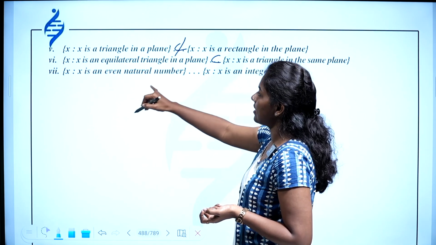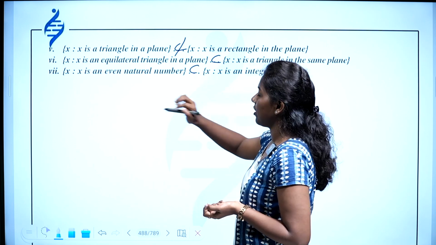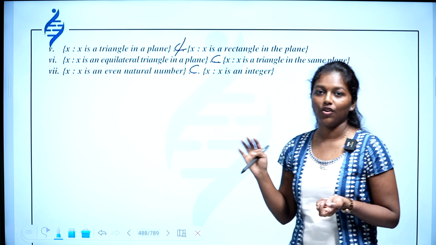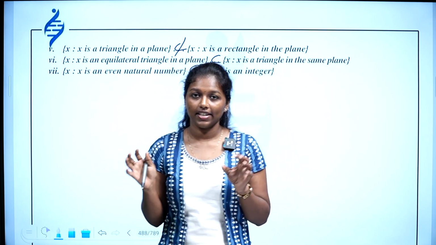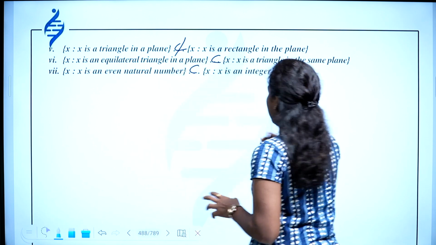Then X such that X is an even natural number, X is an integer. So this is also a subset, because an even natural number is a subset of integers, or all natural numbers themselves are integers, and if you are considering even natural numbers, that is also a subset of our integers.